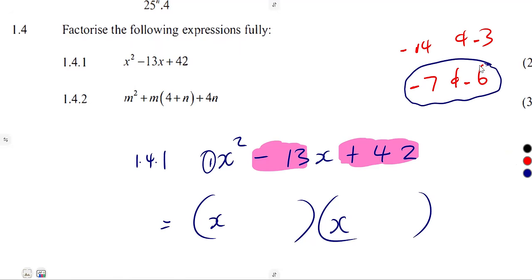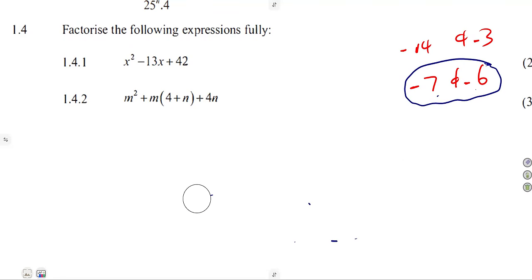These are the ones. If we add negative 6 and negative 7, we are going to obtain what? Negative 13. So those are the two that we're going to need. Negative 7, negative 6. All right. So that was it. We are done with this factorization.